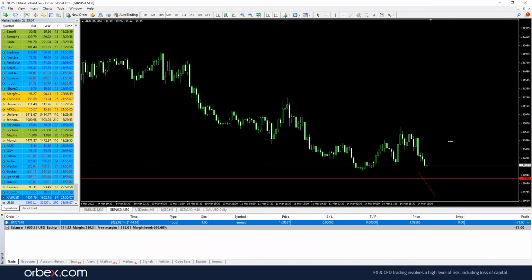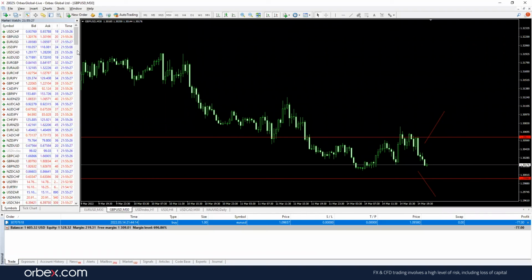Buy stop, on the other hand, is the opposite way. I believe the market will go to 1.3061, my buy stop will be activated and the market will keep on pushing higher. So this is the whole purpose of stops with pending orders. And I'll show you that in a live example.